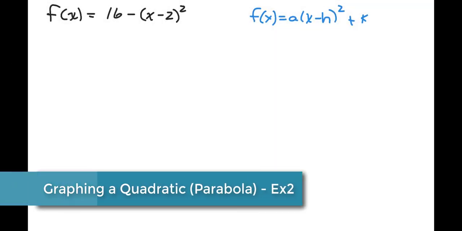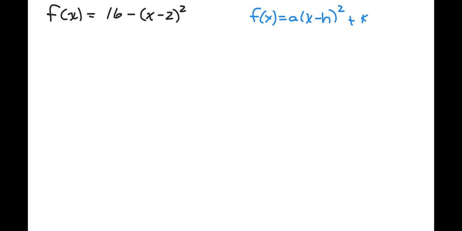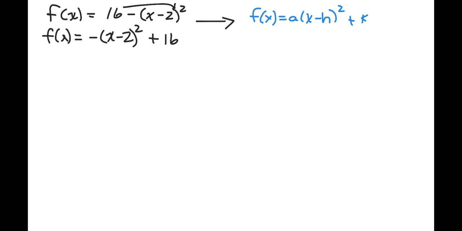Okay, what if we want to graph something like this, and it's just like the last example that I graphed, but in this case it might make sense to rearrange and make my equation actually look like the standard form. And I can do that, so f of x equals negative x minus 2 squared plus 16. So I just moved the 16 to the other side to make this actually look like this one. So now I can see my vertex straight away as 2, 16, because that's a plus, that's a minus.